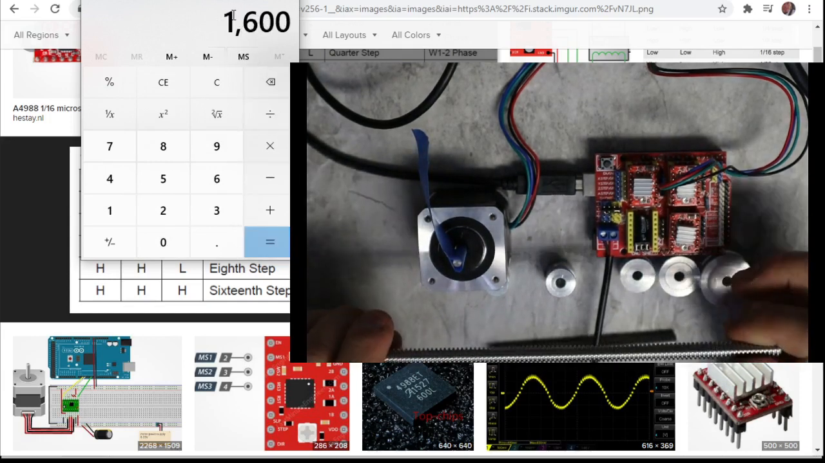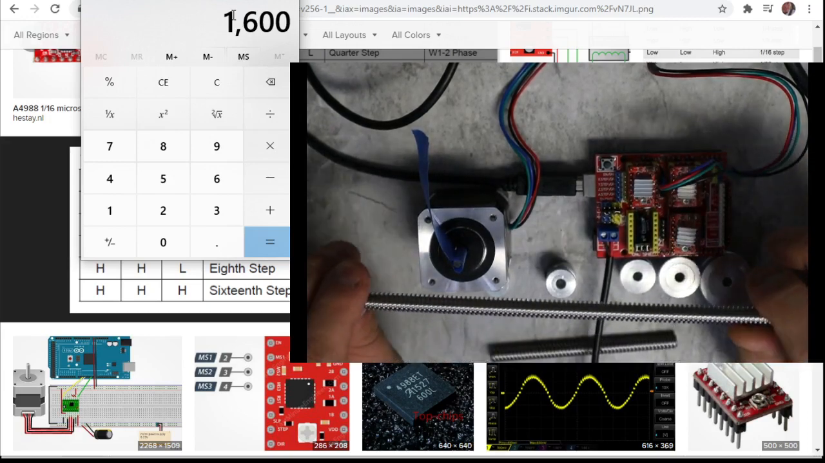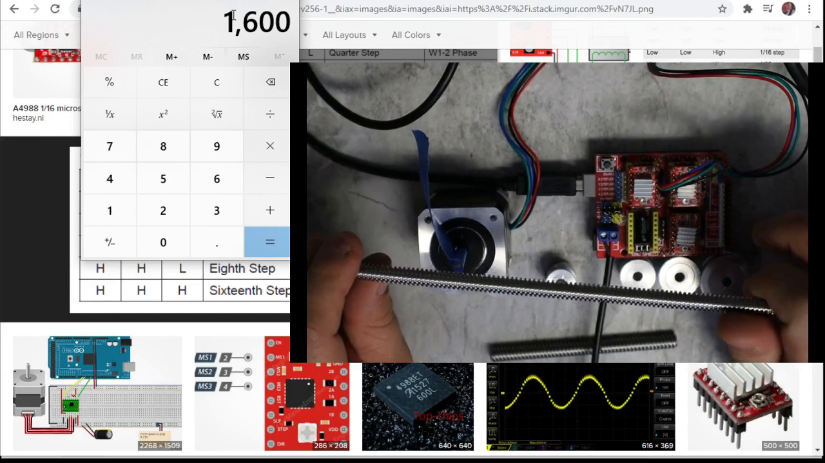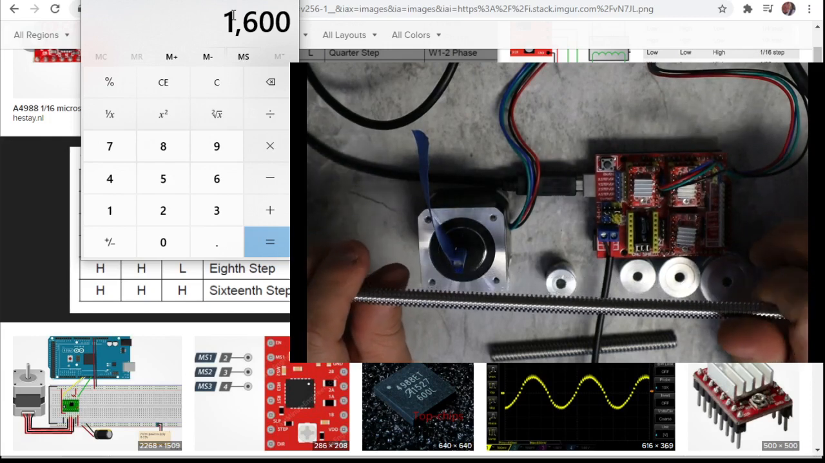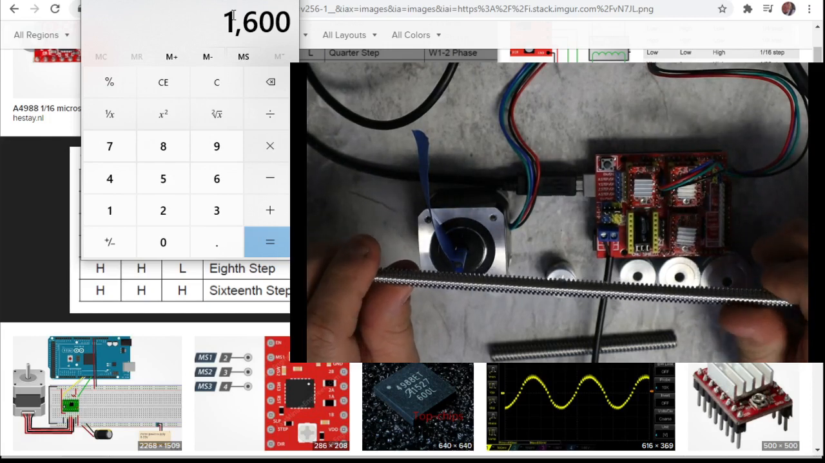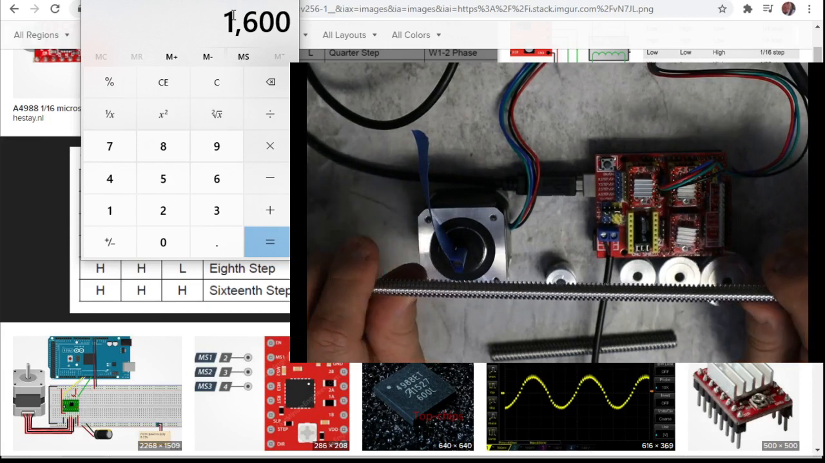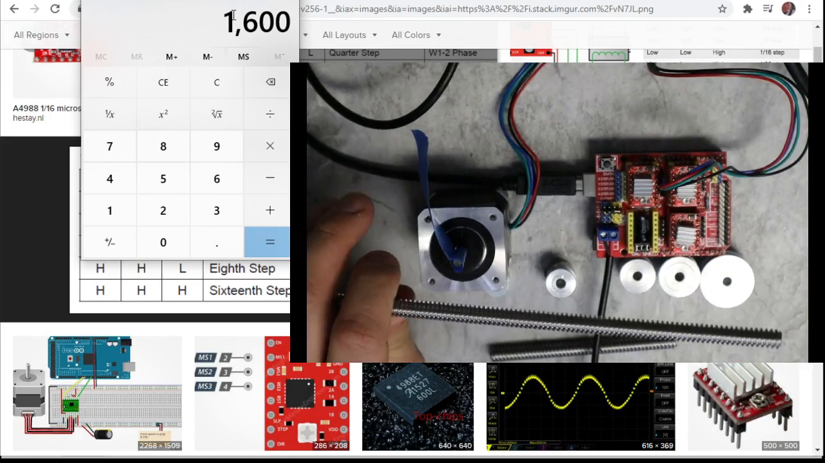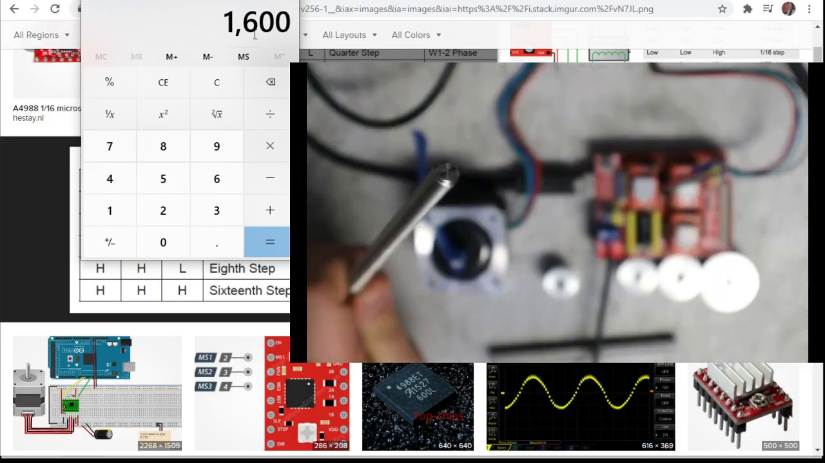So there's a lot of resolution here. You can move it very slow. I mean, it's going to move very slow, but you can move it very precisely with this thing. You're going to have a lot of torque, too, with this, but it's going to move slow. Okay, so that's a 2 millimeter lead, right?